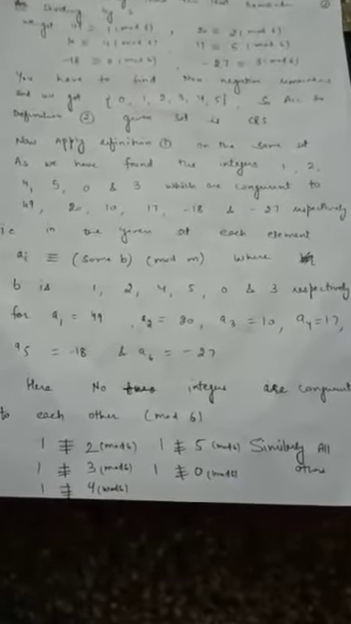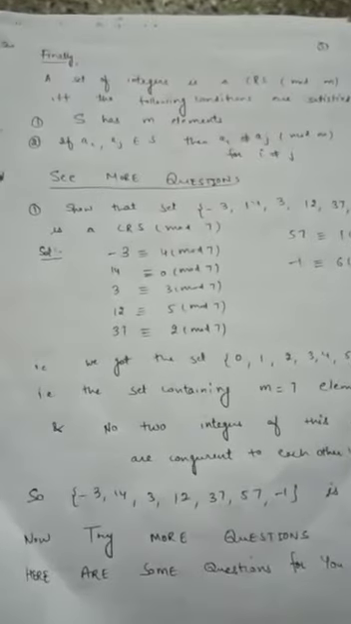That is, no two of these should be congruent in case of mod 6. So we see one is not congruent to 2 mod 6, one is not congruent to 3 mod 6, one is not congruent to 4 mod 6, one is not congruent to 5 mod 6 and one is not congruent to 0 mod 6. Similarly, all the other elements can be checked. So we see the definition 1 also satisfies on the same set. So that means we can say this given set is complete residue system.